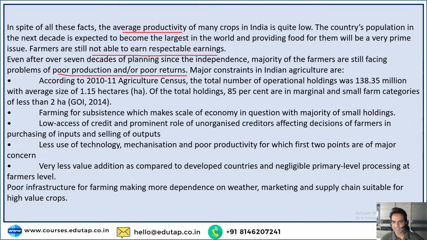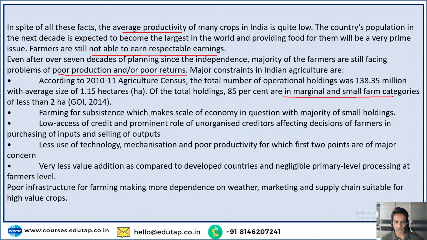Now, major constraints in Indian agriculture are, according to the 2011 agriculture census, the total number of operational holdings was 138.35 million with an average size of 1.15 hectares. Of the total holdings, 85% are marginal and small. So that is the point. See, farmers have marginal lands, and they have small farm categories. So that is the productivity issue.